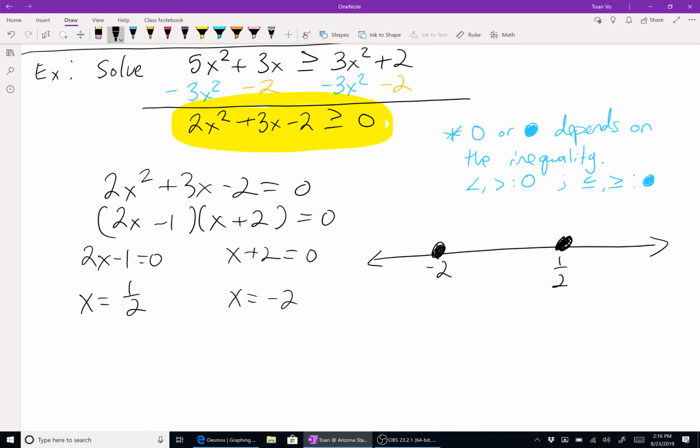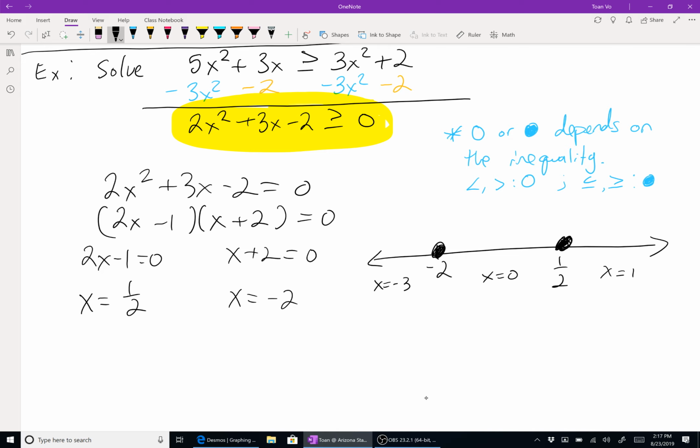This is where it's time to go fishing, time to test. Hopefully you can see that these 2 points chop up the number line into 3 pieces, and I'm going to highlight them here, but I'm going to erase them later. The left piece, the middle piece, the right piece. All you got to do is just pick a random number in those regions and plug into the inequality. Say, I don't know, x is -3, x is 0, and 1.